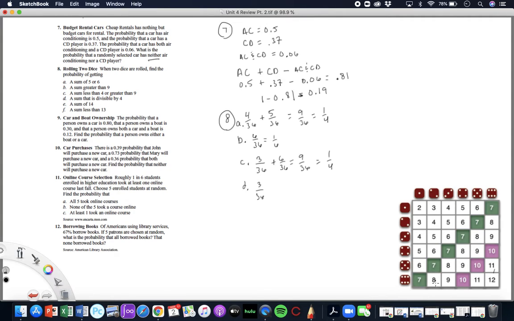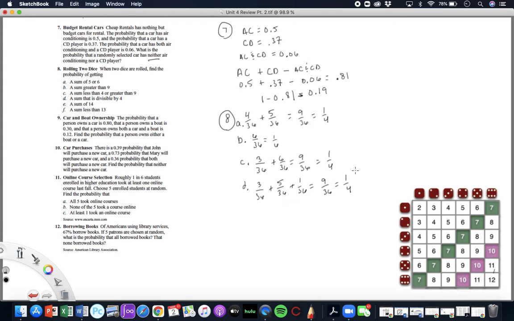And then we have 8. 1, 2, 3, 4, 5. 5 possibilities there. 5 out of 36. And then we also have 12, which would be 1 out of 36. So that would make it a total of 9 out of 36, which would be 1/4 again. We got a lot of 1/4 going on here.